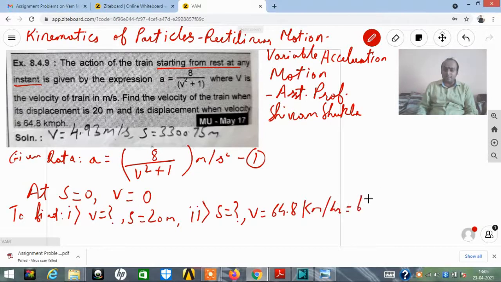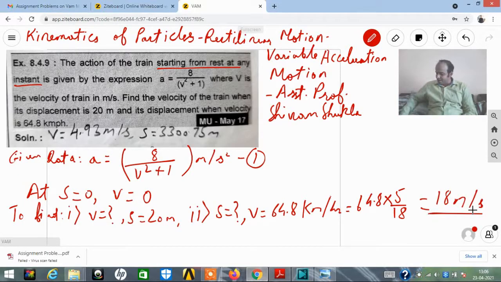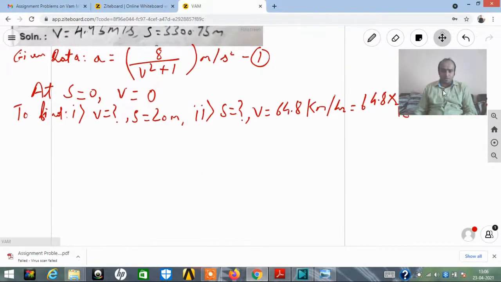That is nothing but 64.8 into 5 by 18 in terms of meter per second. 64.8 into 5 divided by 18, so it is nothing but 18 meter per second. Let us do it again. 64.8 into 5 divided by 18 is 18 meter per second. Let us just go ahead with the solution of this problem.